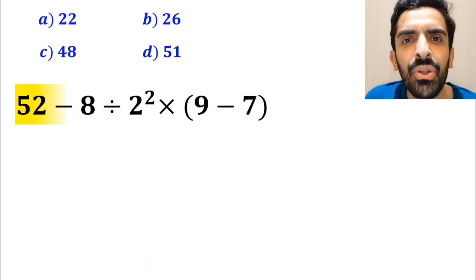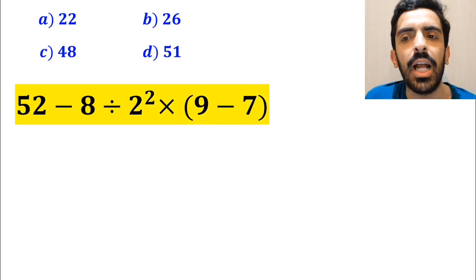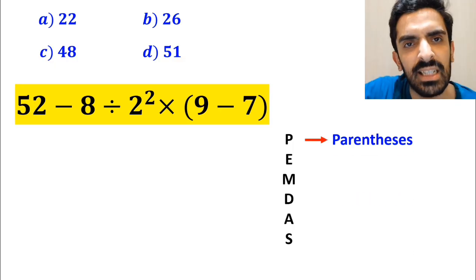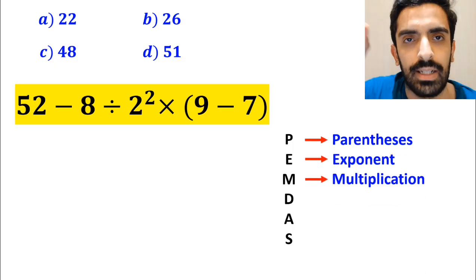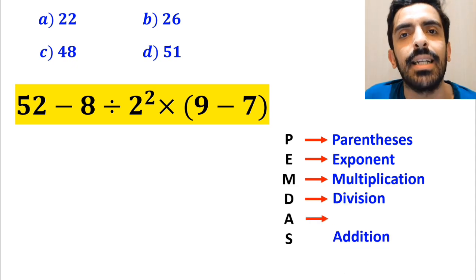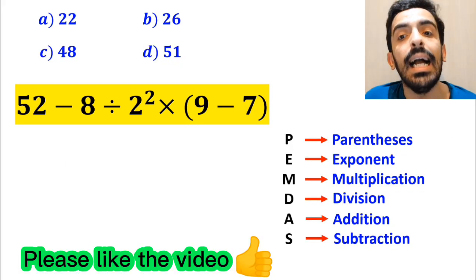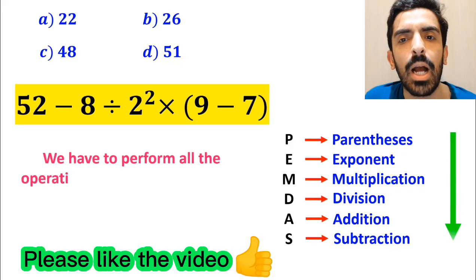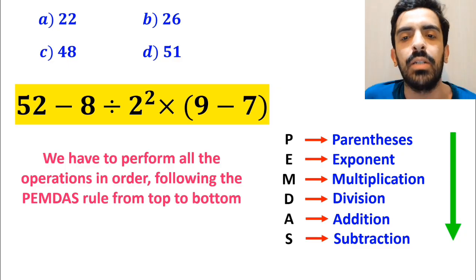Alright, now let's go through this question step by step and solve it together. To solve this problem, we must follow the PEMDAS rule. In this rule, P stands for parentheses, E stands for exponent, M stands for multiplication, D stands for division, A stands for addition, and S stands for subtraction. It means that we have to perform all the operations in order following the PEMDAS rule from top to bottom.